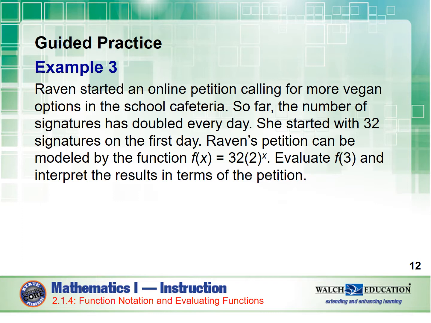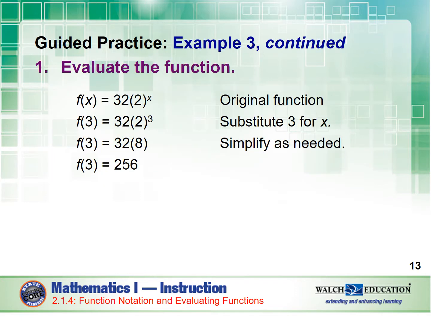Raven started an online petition calling for more vegan options in the school cafeteria. So far, the number of signatures has doubled every day. She started with 32 signatures on the first day. Raven's petition can be modeled by the function f of x equals 32 times 2 to the x power. Evaluate f of 3 and interpret the results in terms of the petition. So this looks scary, it looks crazy, but we're not doing anything different than what we just did in the last examples. So here's our original function.